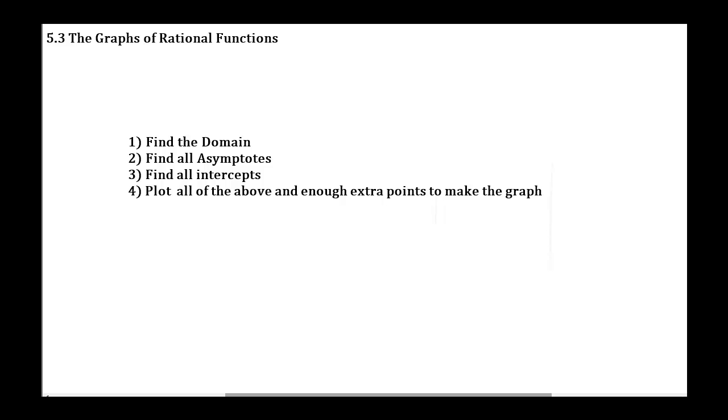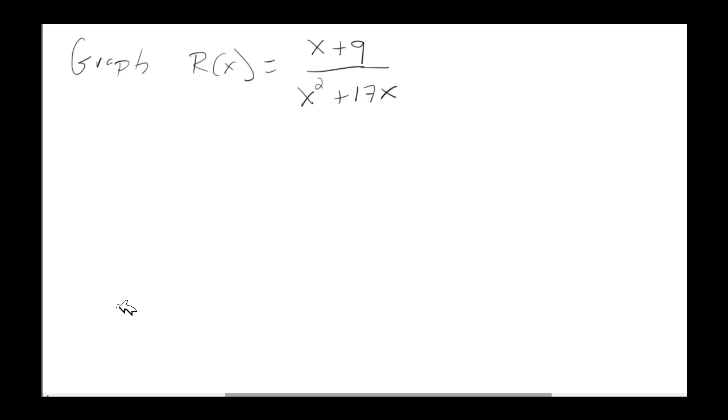So we're going to look at two examples. So here's the first one. Okay, so here's my function. I wrote r of x because it's a rational function. We can clearly see the x. We have a polynomial over a polynomial. Here I have a linear function divided by a quadratic. So the first thing I'm going to do is find the domain.